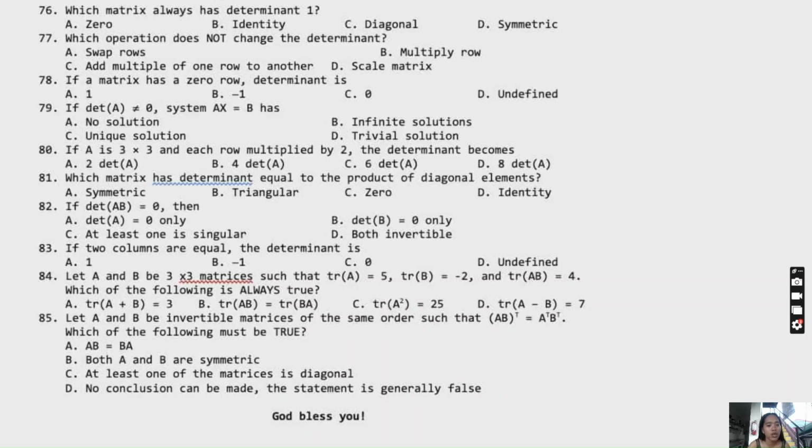So question 76: which matrix always has a determinant of 1? So the answer is letter B, identity. So the identity matrix always has a determinant equal to 1.